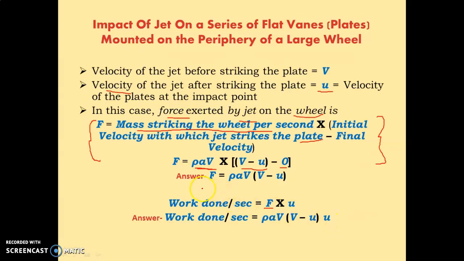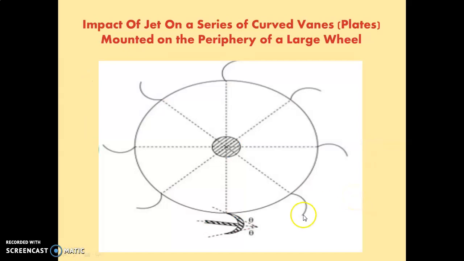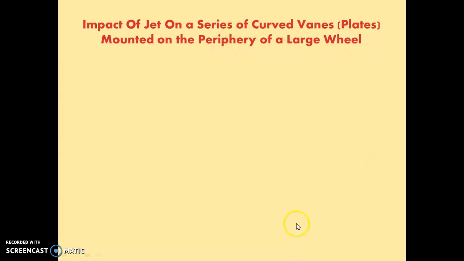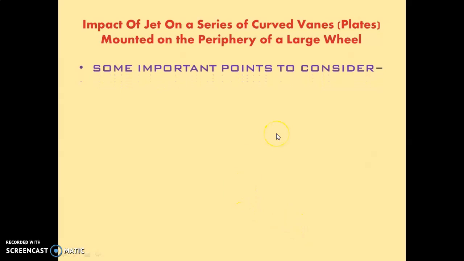Okay, so these are the formulas for force and work done per second from the impact of jet on a series of flat plates mounted on the periphery of a large wheel. Now in the next part we will see impact of jet on a series of curved plates mounted on the periphery of a large wheel. Last example was impact of jet on series of flat plates. This is the example of impact of jets on series of curved plates mounted on the periphery of a large wheel. Now some important points to consider.